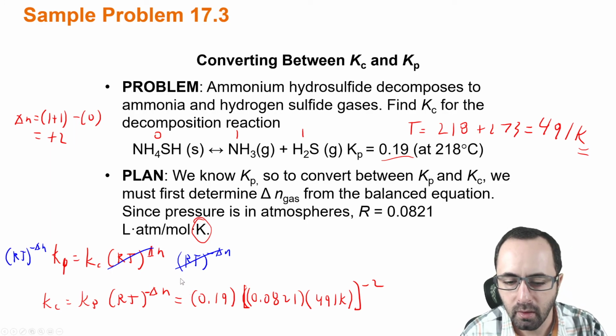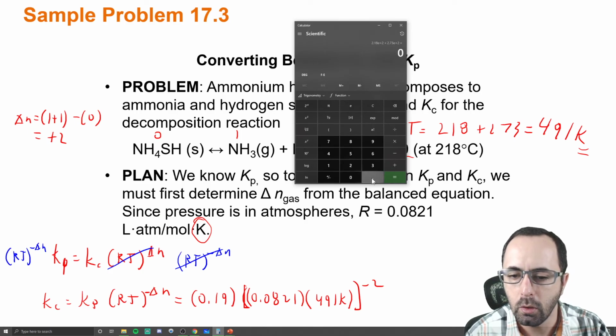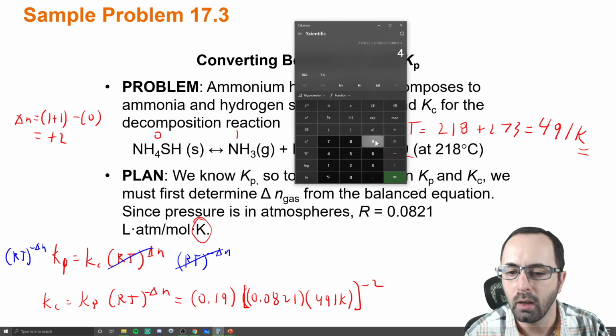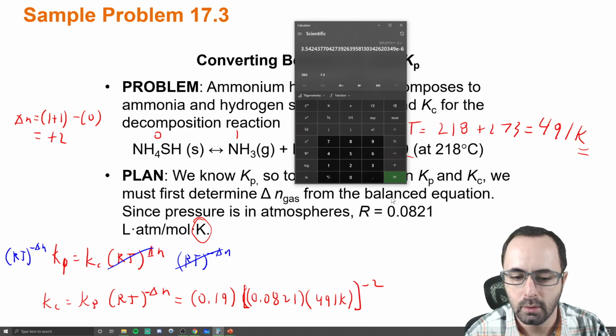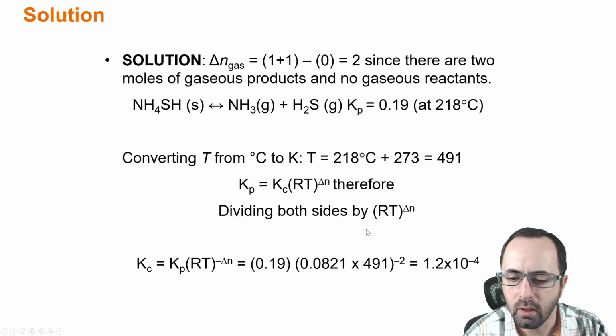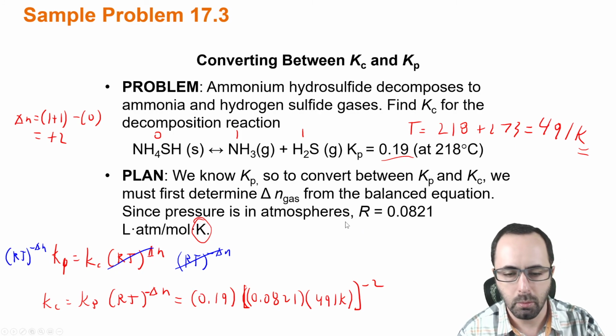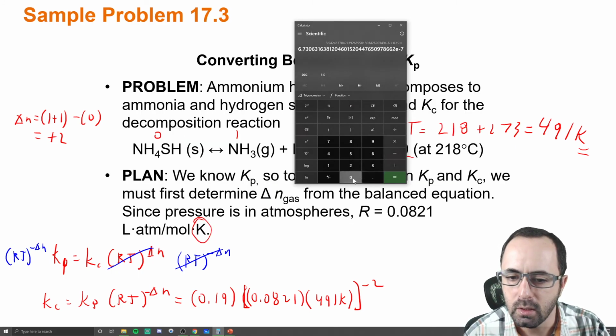So now we can plug this into our calculator. So we have 0.0821, I'm going to multiply this stuff first, times 491 equals, and then we're going to do to the negative 2 power, and then times 0.19. Okay, and make sure I punch that right. Yeah, I feel like there was something wrong there. Let me punch that again.